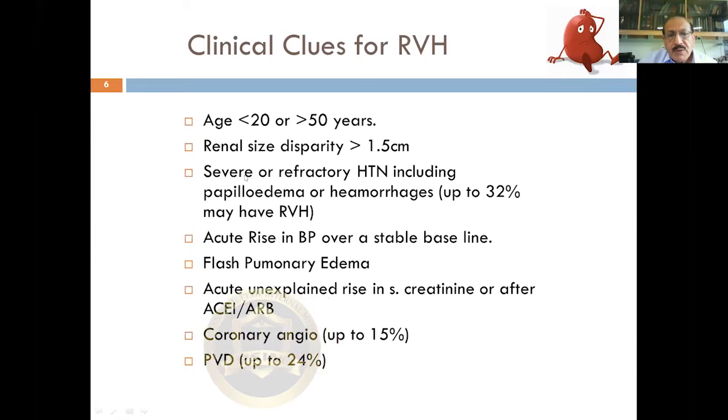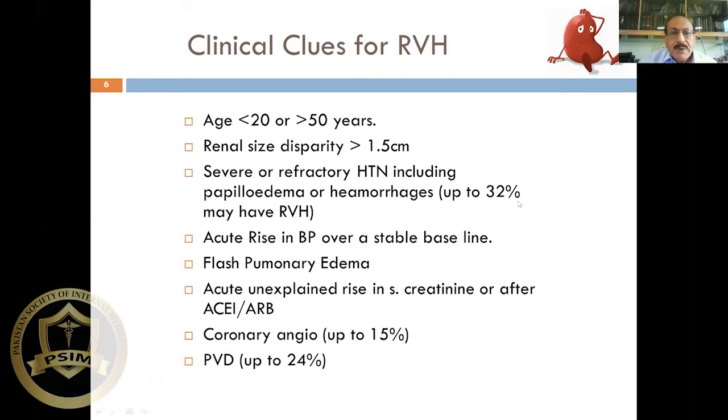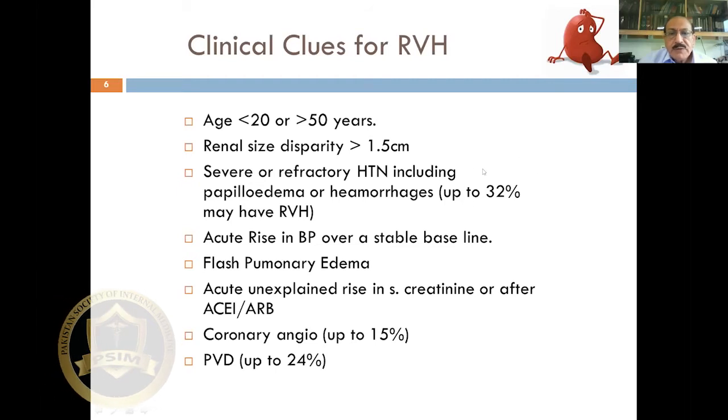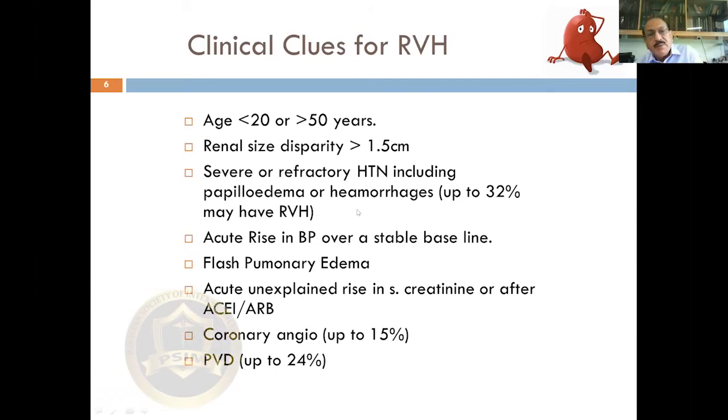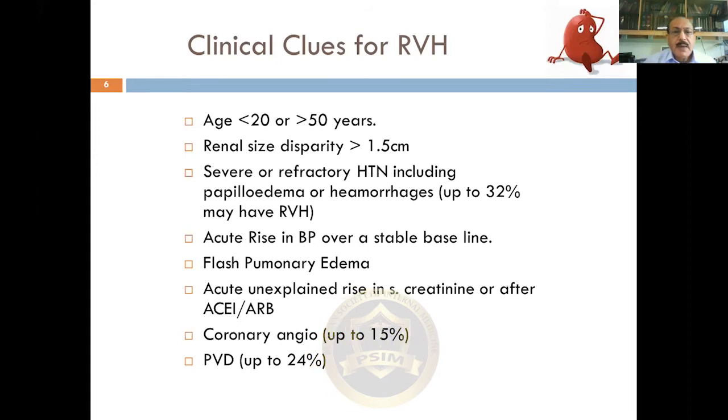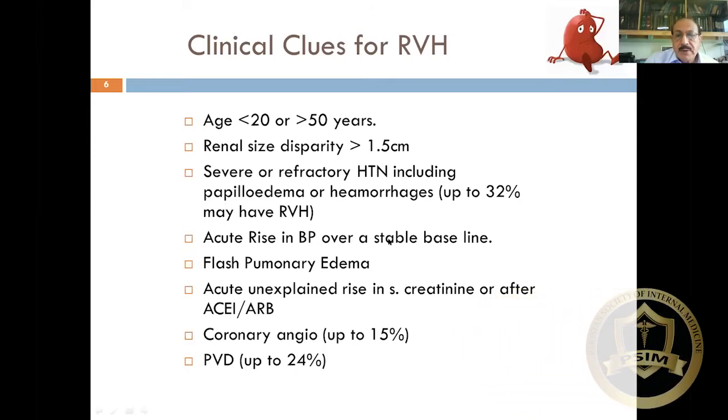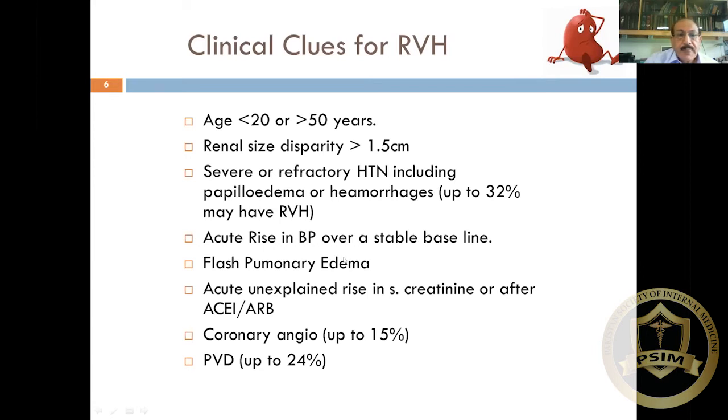Or if there is severe or refractory hypertension, the patient is already on 3 drugs, not controlled, or there is papilledema or hemorrhages, then up to 32% of patients have been found to have renovascular hypertension. Or if the patient had a stable blood pressure on some medication, and now there's an acute rise over a stable baseline blood pressure, it could be an atheromatous plaque developing in a renal artery ostium.